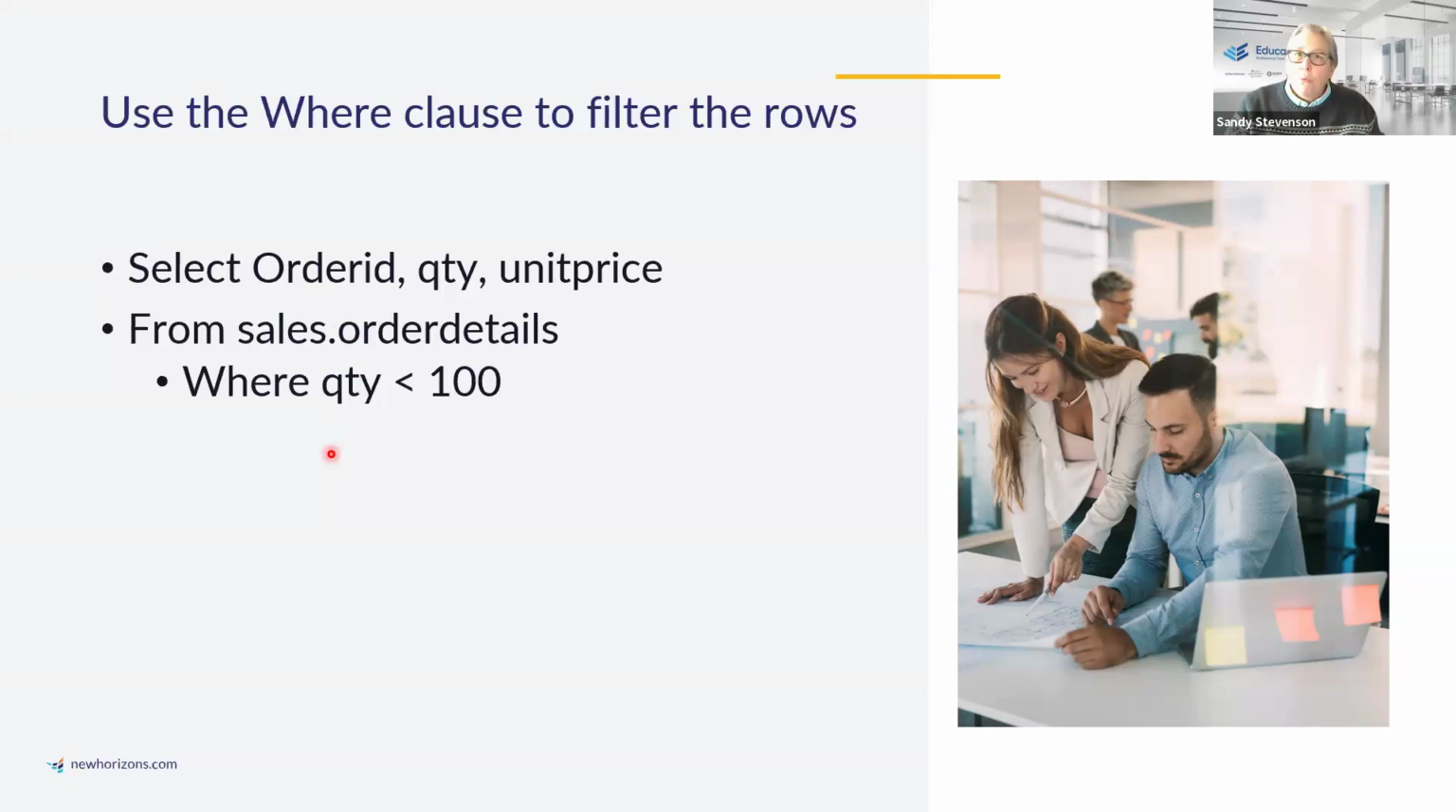If I'm not using a where clause, I'm going to get every single row out of a table. Now imagine you might have a table with over 1,000,000 rows. You may not want all that data returned to you. So we're typically filtering down. So this is saying where quantity is less than 100. So I would get back the orders, the quantity, unit price from the order details table where the quantity is less than 100. Now we can also go further with this.